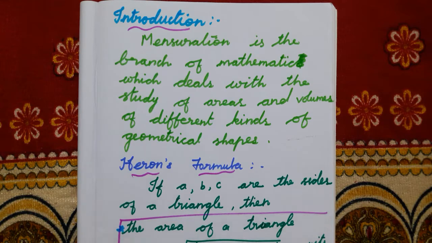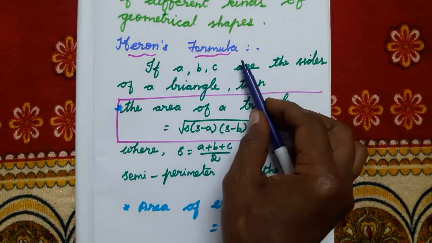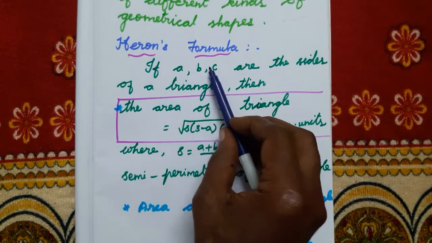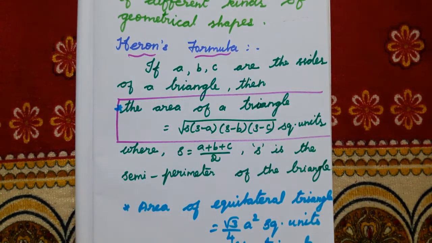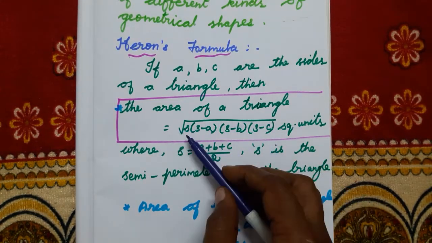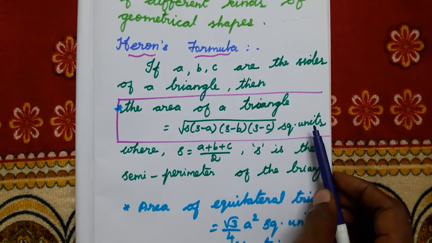This year you are going to study the area of a triangle. First I am going to explain the area of a triangle. First, Heron's formula. If A, B, C are the three sides of a triangle, the area of the triangle is equal to root of S into (S minus A) into (S minus B) into (S minus C) square units.